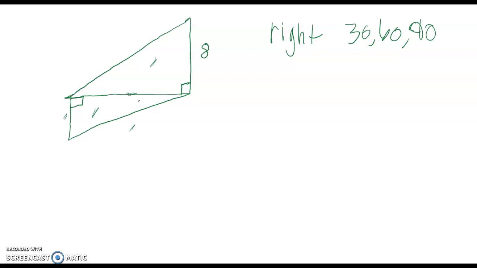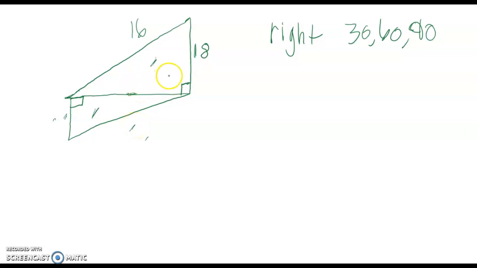So first thing that we know is this short side over here is always half of this long side over here. So this is 16. Same thing over here on this side of the triangle. But we can't do that right now because we don't know the number over there. So what we have to do right now is figure out this bottom side, which is a shared side in between the two triangles.